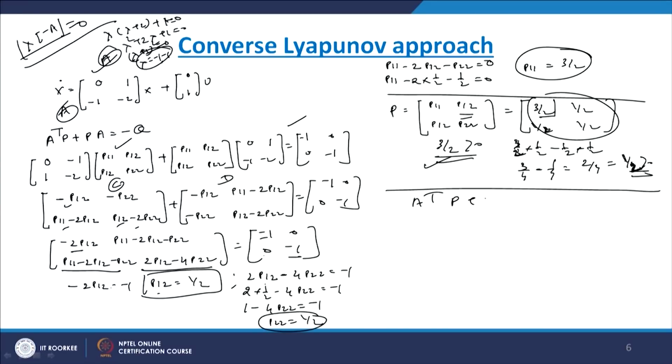Now, here we have taken the case A transpose P plus PA equals minus Q. Here we have defined Q and calculated P. Can we do it in reverse? That is, in order to check the stability of A, what will we do? We will consider initially P as a positive definite matrix, and we calculate the Q matrix, and we see what result we will get. So, in order to tackle this, we will see an example.